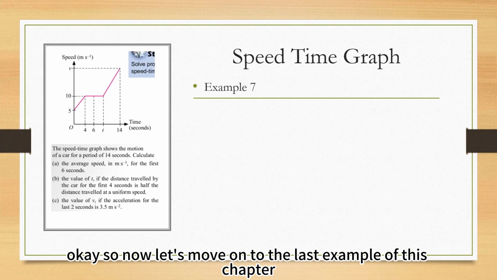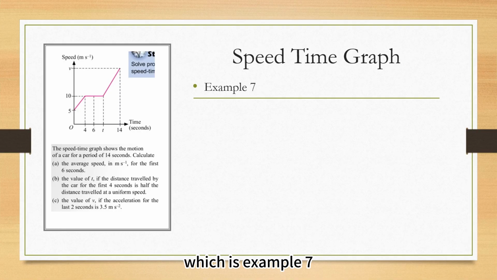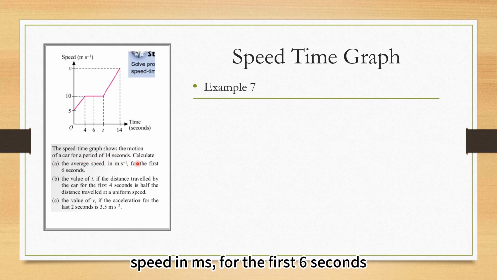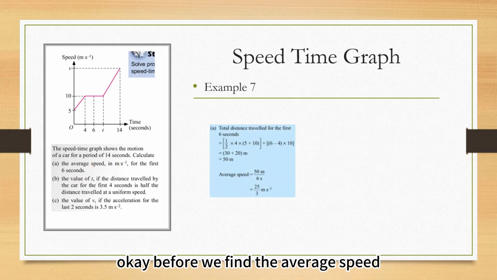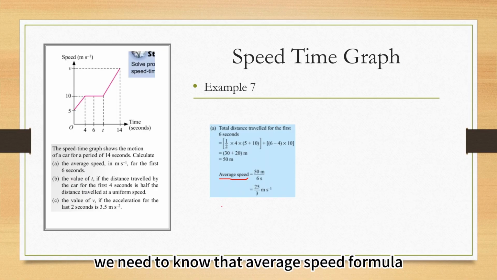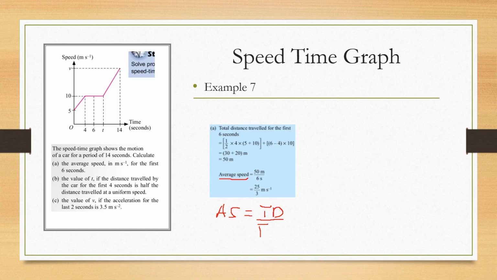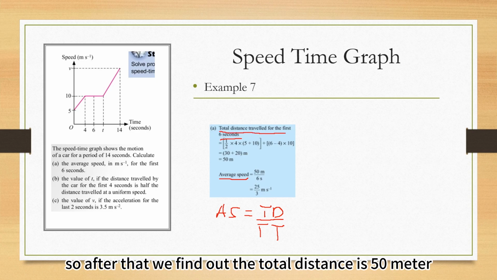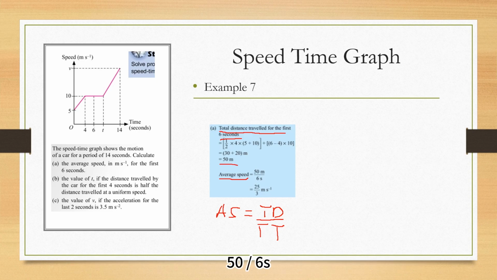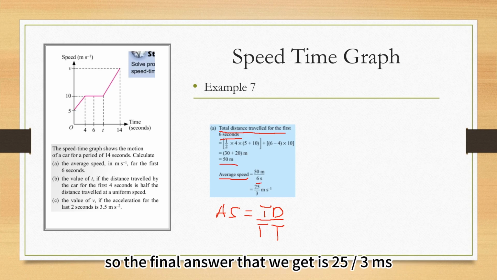Now let's move on to the last example of this chapter, which is example 7. The speed time graph shows the motion of a car for a period of 14 seconds. Calculate the average speed in meter per second for the first 6 seconds. Before we find the average speed, we need to know the average speed formula is total distance divided by total time. So first we need to find the total distance. Here is the answer. The total distance is 50 meter divided by 6 seconds. The final answer we get is 25 over 3.